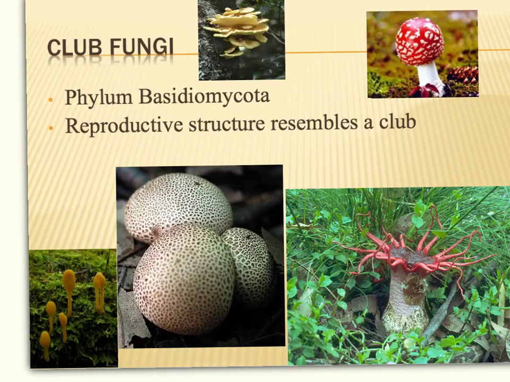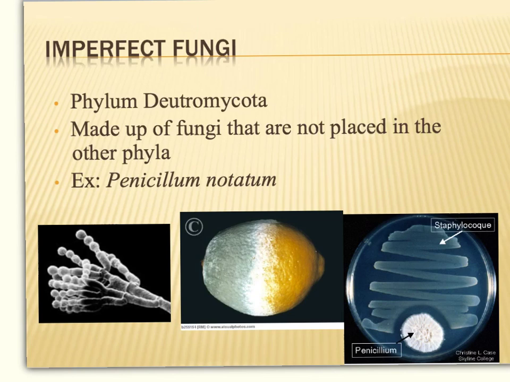Our club fungi, the Basidiomycota. This is the stuff like in Mario, or some of the mushrooms that you eat. They are called club fungi because their reproductive structure resembles a club. Then we have our imperfect fungi, the ones that don't really fit in any other group. This is called Deuteromycota, and an example is penicillin.